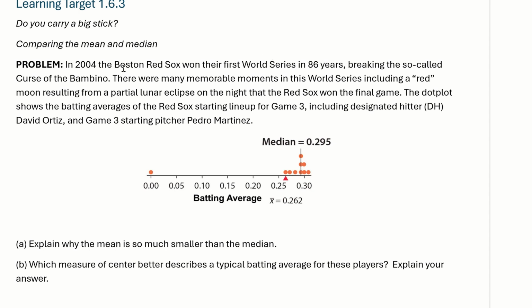All right, so this is 2004, the Boston Red Sox won their first World Series in 86 years, breaking the so-called curse of the Bambino. There were many memorable moments in the World Series, including a red moon resulting from a partial lunar eclipse on the night that they won their game. So we got the batting averages for the Red Sox starting lineup for Game 3, including the designated hitter, David Ortiz, and Game 3 starting pitcher, Pedro Martinez. So we got their batting averages here, and they give us our median, and they also give us our average.